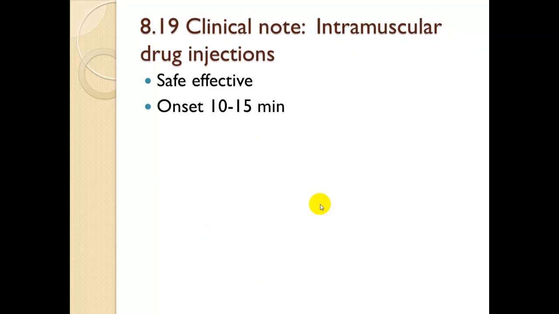Clinical note, intramuscular drug injections, and this is in the clinical note section, 8.19 by the slides. It's pretty safe and effective. It delivers in a time frame of about 10 to 15 minutes, and this is because the muscle cells themselves, whenever you introduce the drug into them, it diffuses into the vasculature, and then once it gets into the vasculature, it will actually hit its receptor site. So it's a good way to deliver drugs in a slower fashion over about a 10-minute time frame.